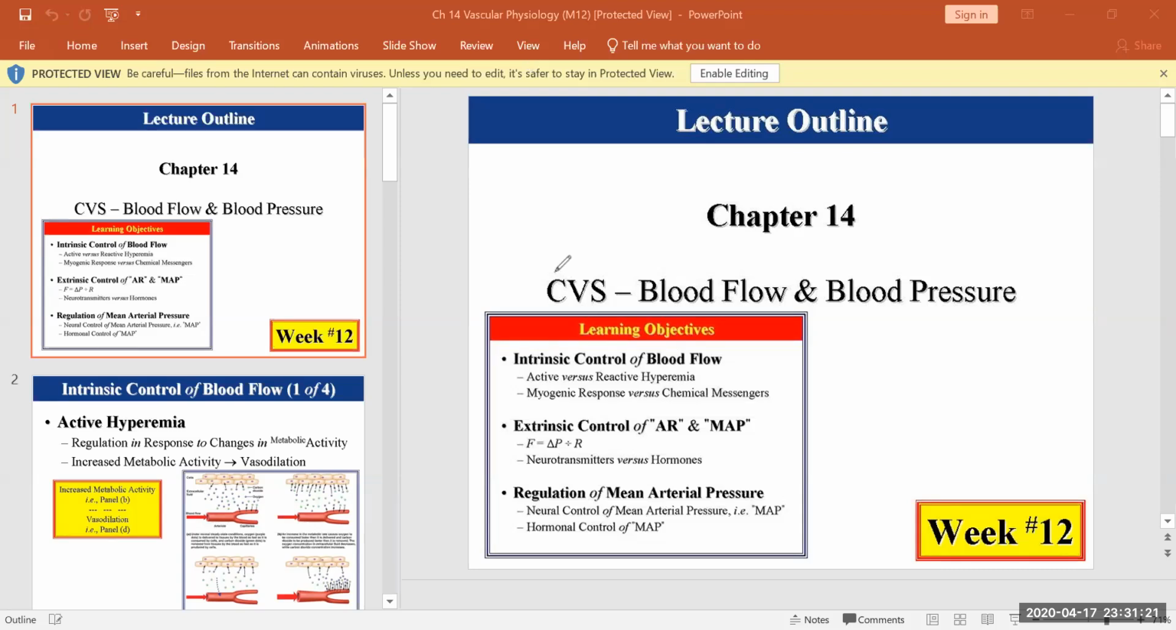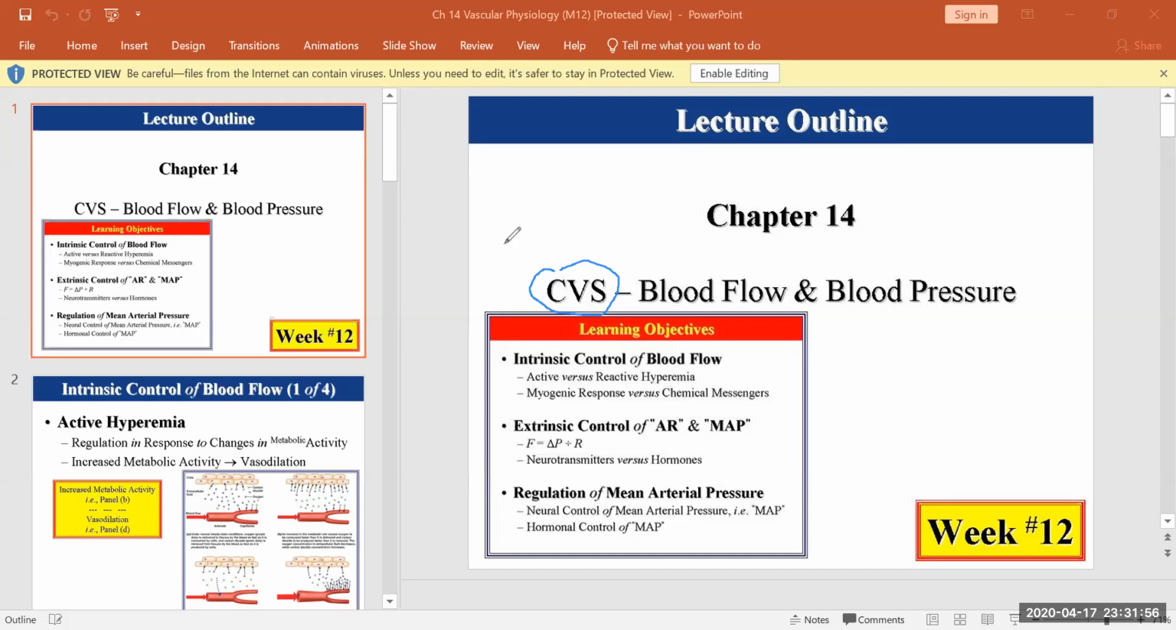So this word here, the three letters CVS, has nothing to do with the pharmacy chain. This stands for cardiovascular system. So cardio means the heart. Vascular means your vascular beds, your blood vessels. So in chapter 13, we were basically looking at how the two components of the heart, the electrical component and the mechanical component, were being controlled, being affected.